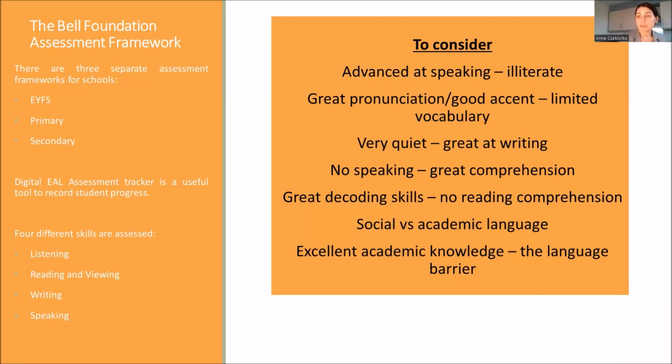We may meet some pupils that are really good at decoding text. It means they can read really well, but they don't understand what they have read. There are always students who are really good at acquiring the social language, and they may struggle with the development of the academic language. And we have students who have excellent academic knowledge, but because of the language barrier itself, they may not be able to show it.